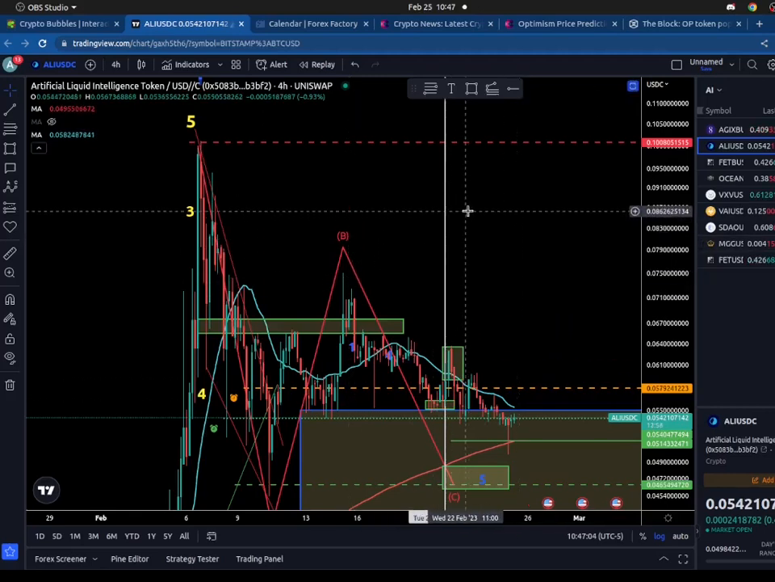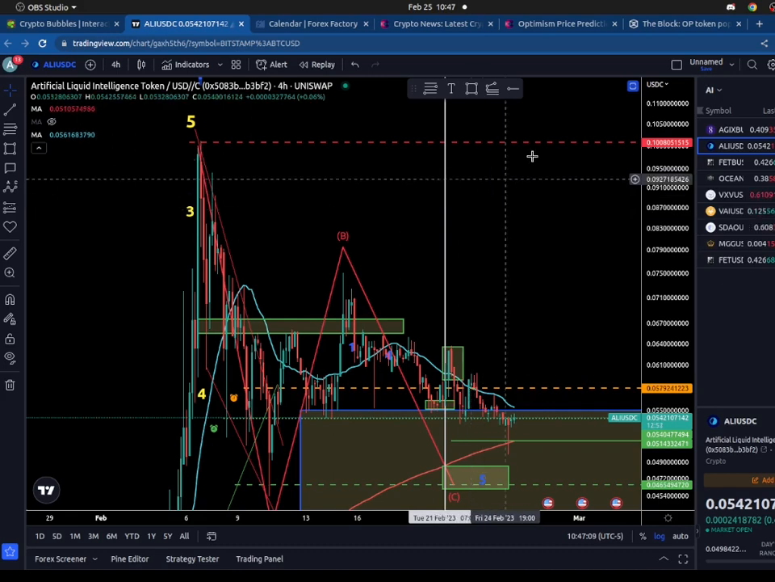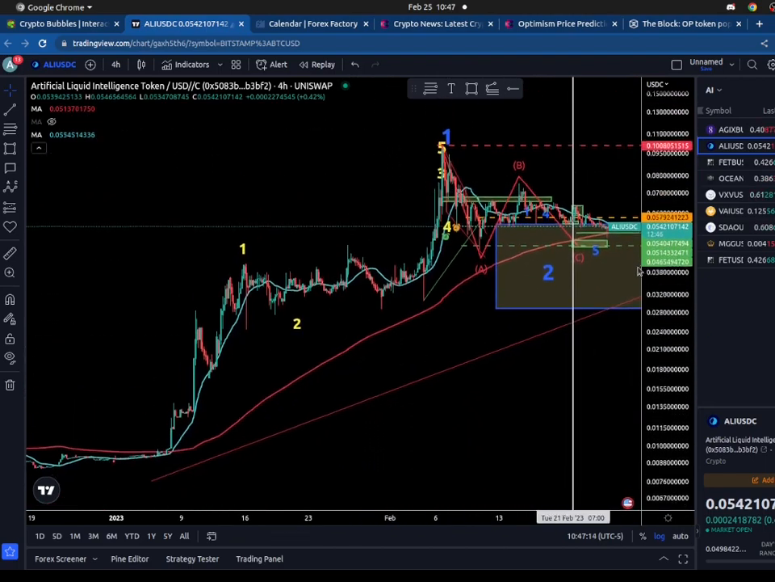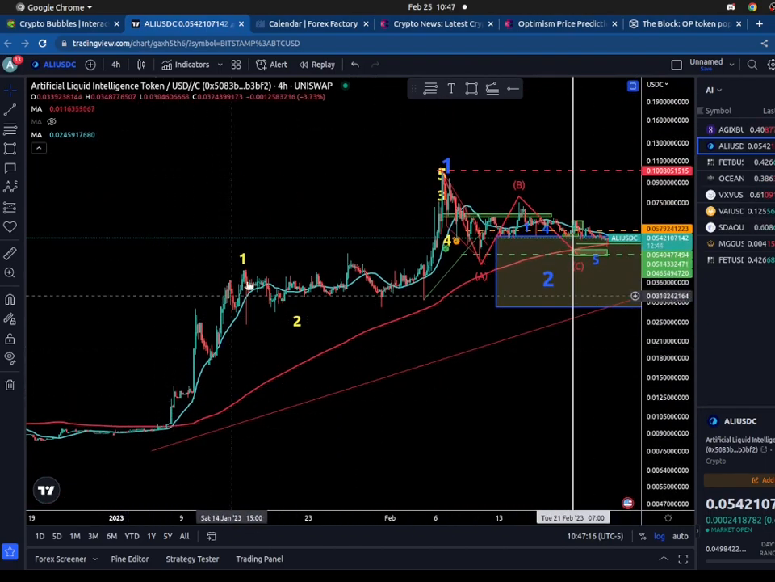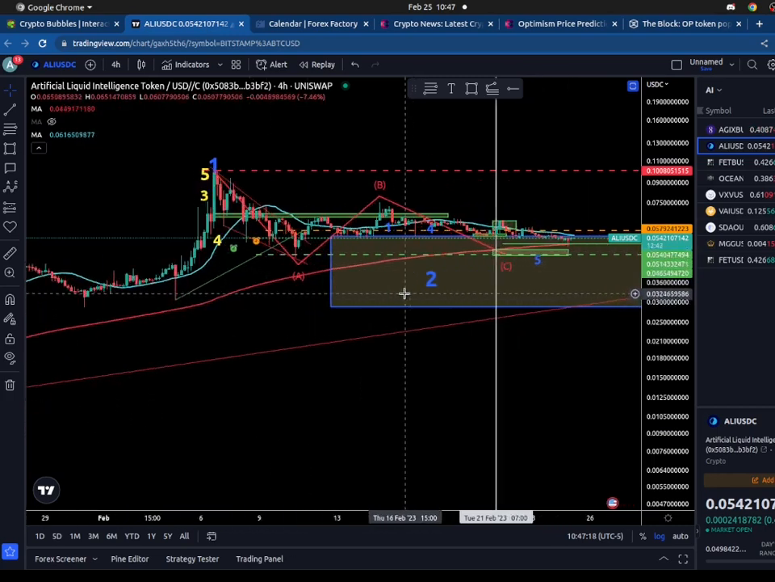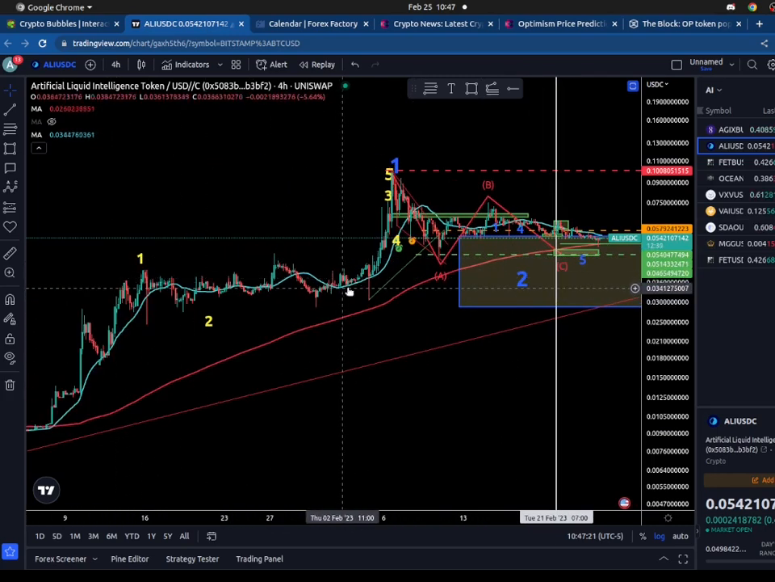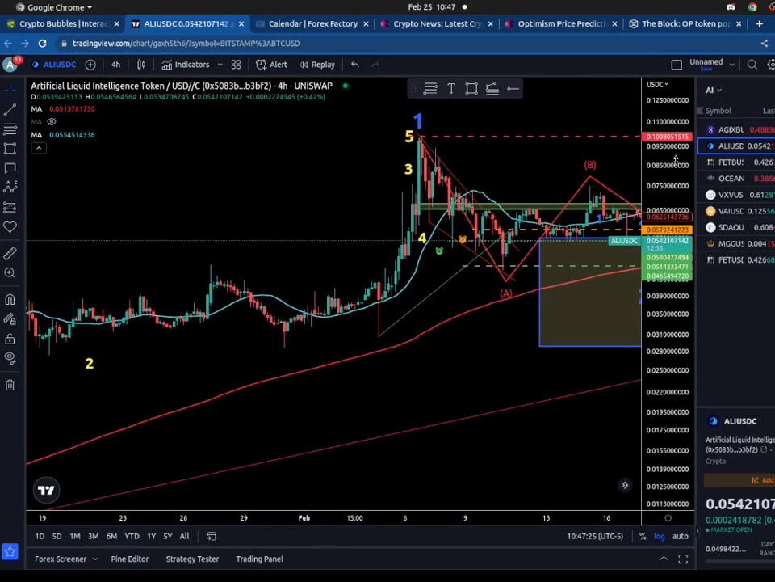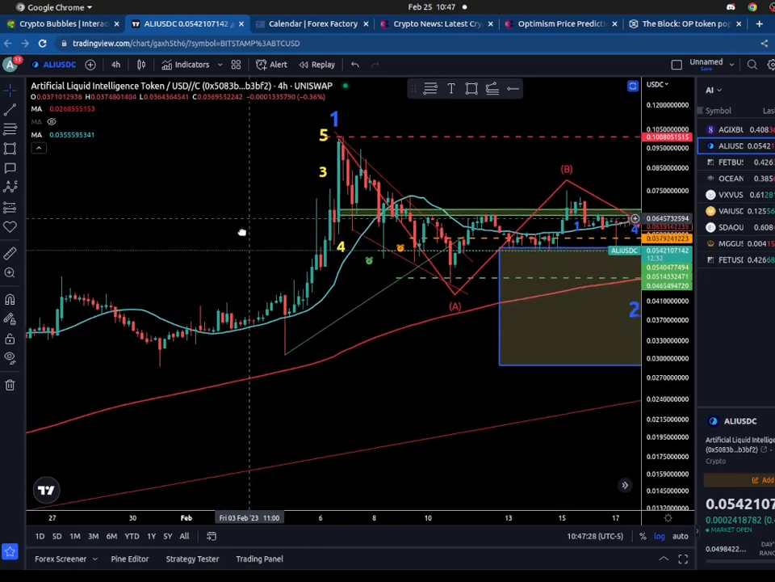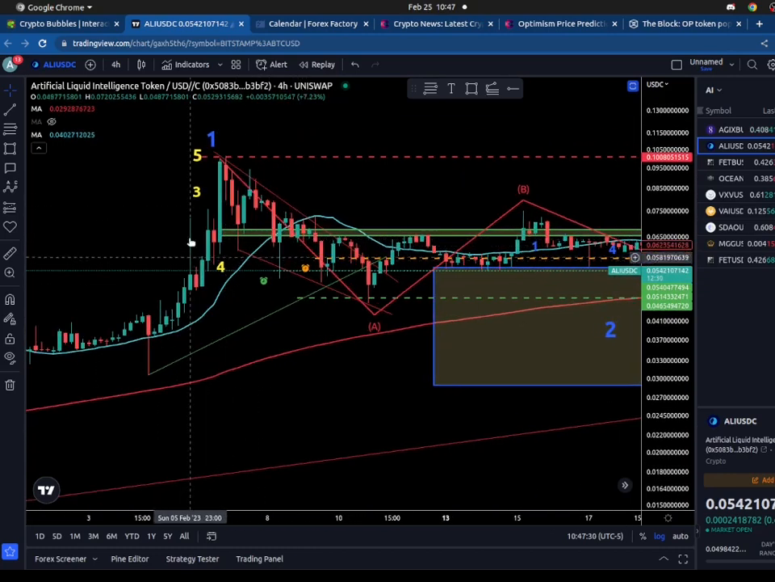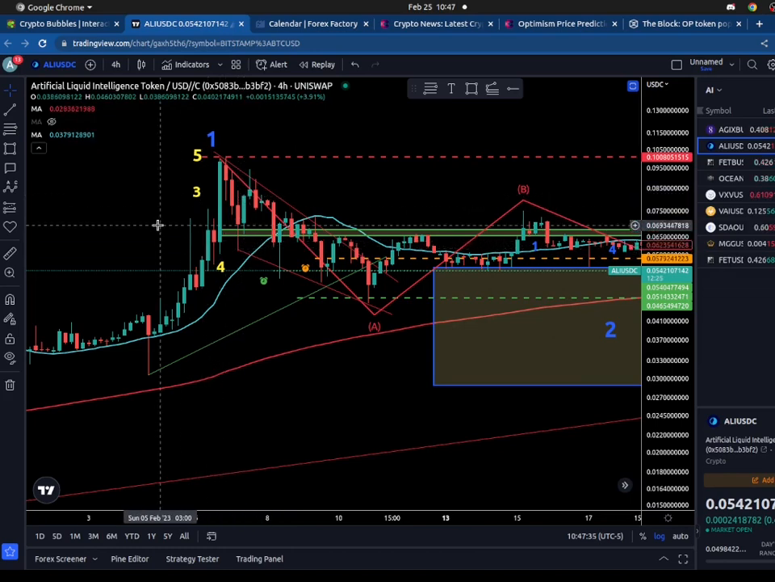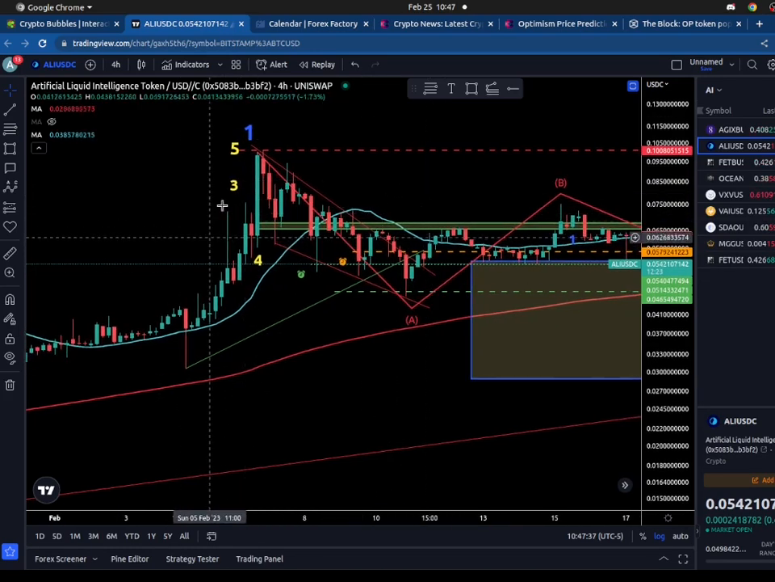So a quick recap on Ali, Artificial Liquid Intelligence. We said that if I zoom out a little bit, it did a strong 1 and 2 here, and then because it did a very long wave 2, usually the wave 4 is kind of quick, and honestly it's very quick, so it's not my favorite count, I would say, but it's still possible.